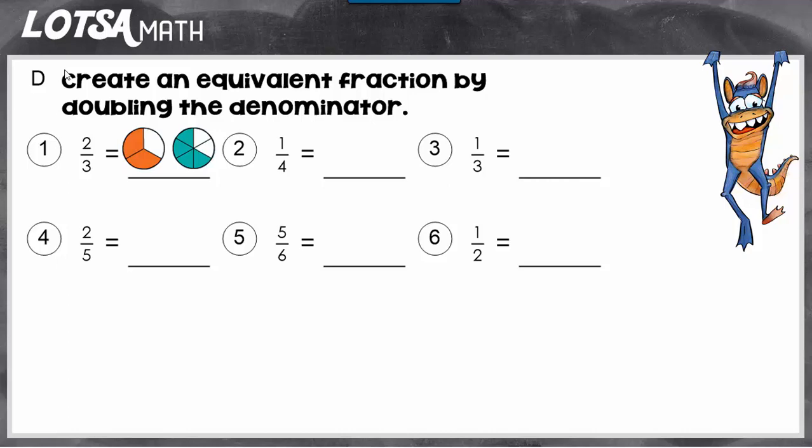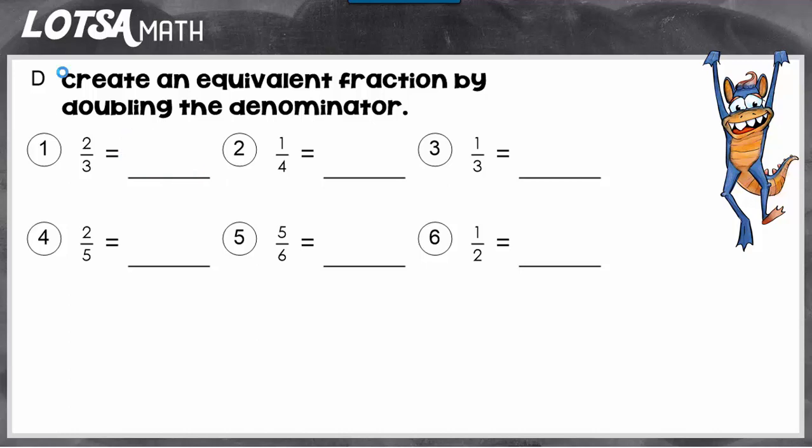But what you want to pay attention to is that when the number of pieces doubles, to keep it equivalent, the numerator has to double as well. So instead of having 2 pieces now out of 3, we now have 4 pieces out of 6. So if we wanted to make an equivalent fraction by doubling our denominator, then we'd also have to double our numerator. So 4/6 is the equivalent fraction.